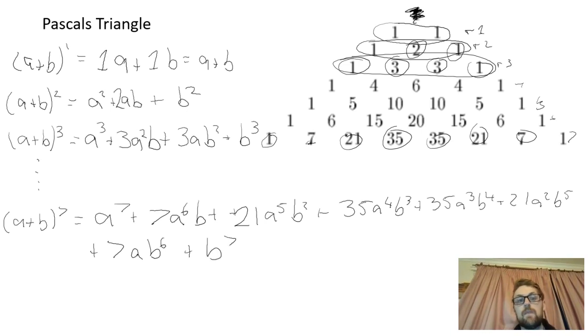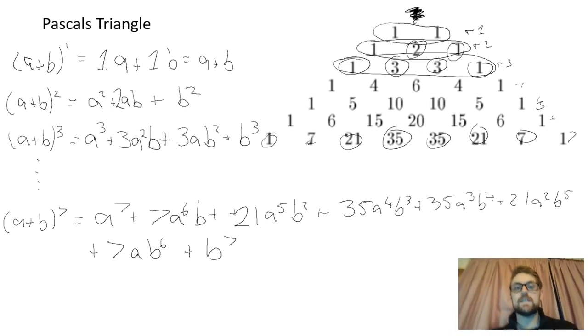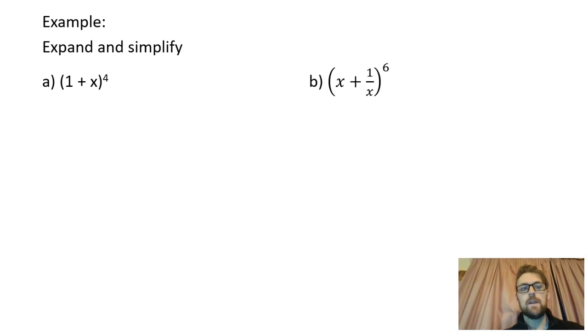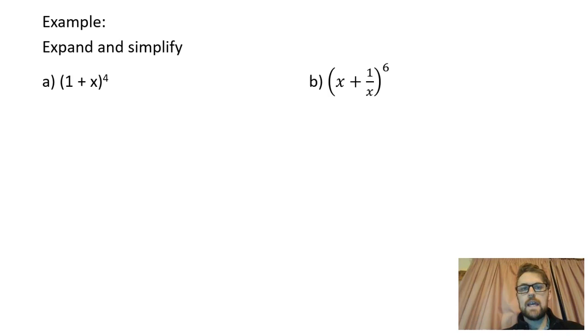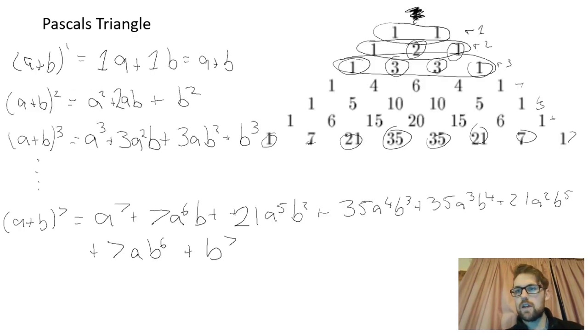Okay, so instead of expanding and adding all of these terms and then having to collect them, we can use this Pascal's triangle as a really quick way of doing this. So let's have a look at a couple of quick examples. The first one I've got is (1 + x) to the power of 4. So I want to go back to my Pascal's triangle and look at row number 4. And the numbers are 1, 4, 6, 4, 1.